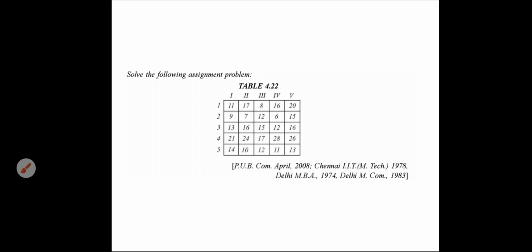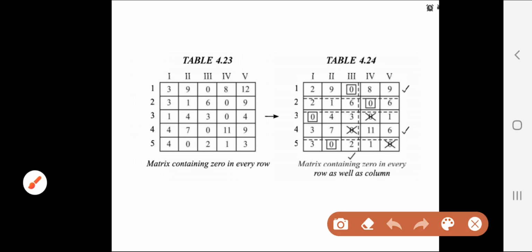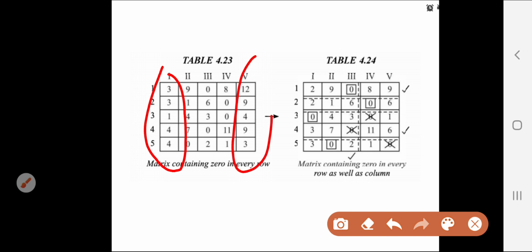Now you check whether all rows contain 0 or not. Yes, definitely you will get it as you followed the row minima method. But now you check whether all columns contain 0 or not. If you see the matrix, it contains 0 in every row, you will get this. But every column does not have 0. In the first column there is no 0, and in the last column there is no 0.